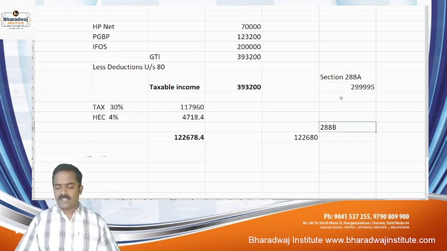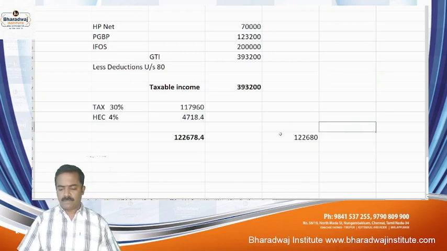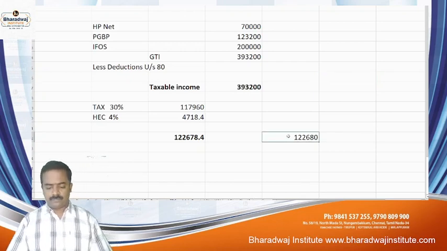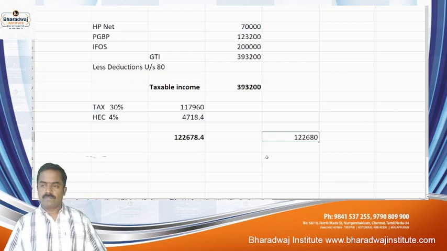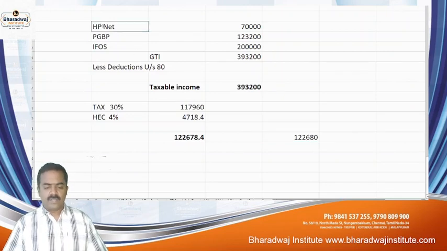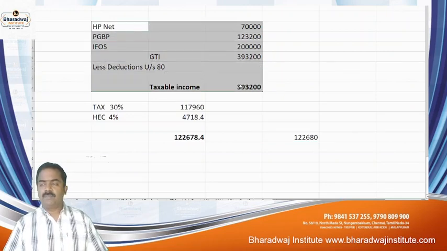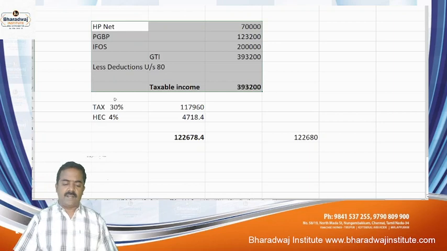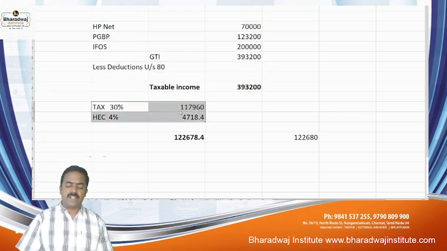Both income as well as tax will be rounded to the nearest 10 rupees. If it is 5 or more, it will be taken as the next 10. So we work out gross total income minus deductions gives taxable income. On that, tax at 30%, and HEC 4% we add.